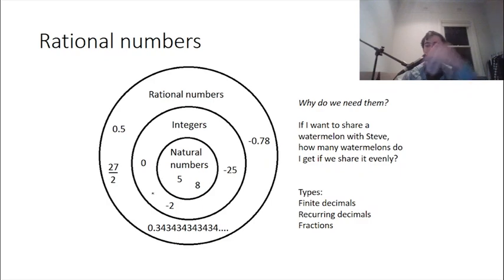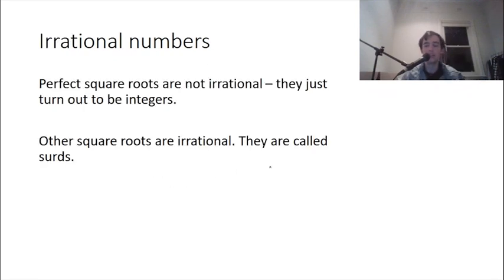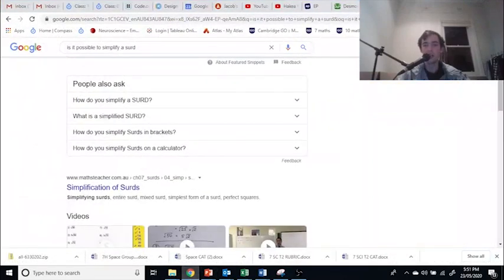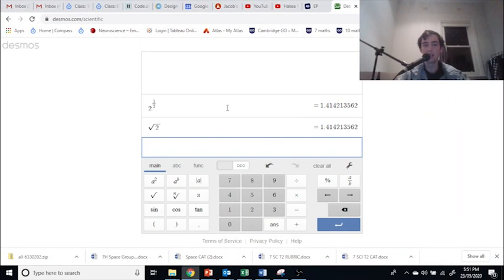If you have the square root of 5, that's not going to be any of these, and I'll show you why. Where's my calculator? Here it is. The square root of 5 is 2.236067977. So this isn't repeating. It's not finite. It looks like it stops there, but actually the calculator's just rounding it off. It actually goes on forever. So that's an irrational number.